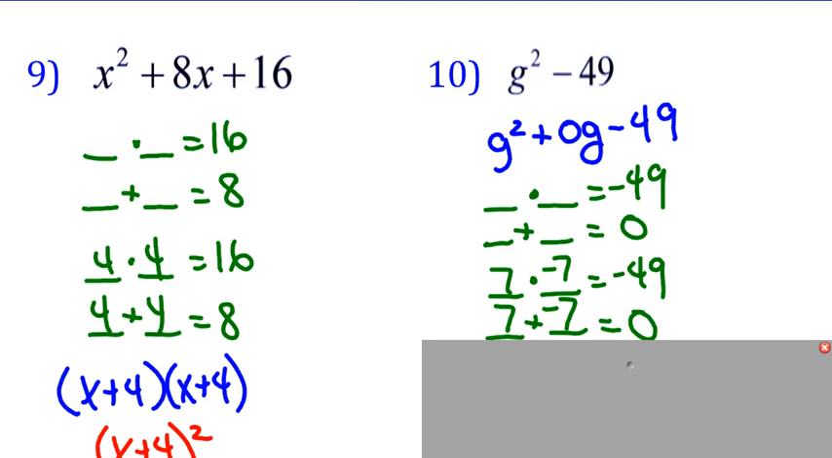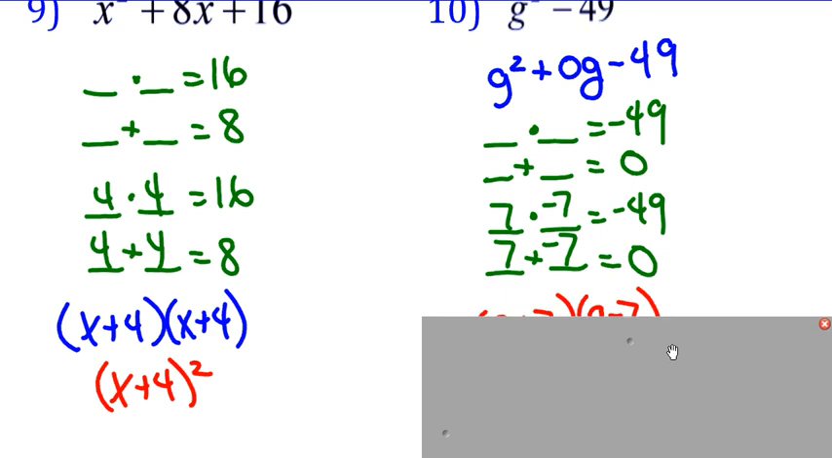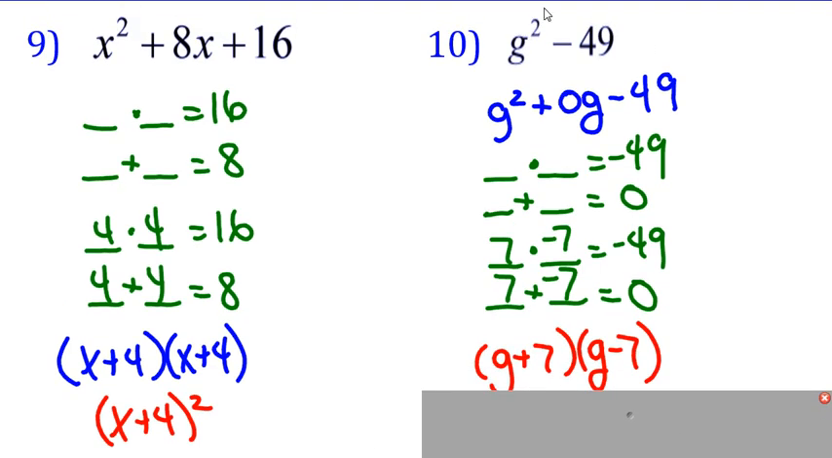So again, that leading coefficient was 1, so we could write our factors as g plus 7 times g minus 7. Remember, we called this a difference of squares for the polynomial because that middle term is 0.